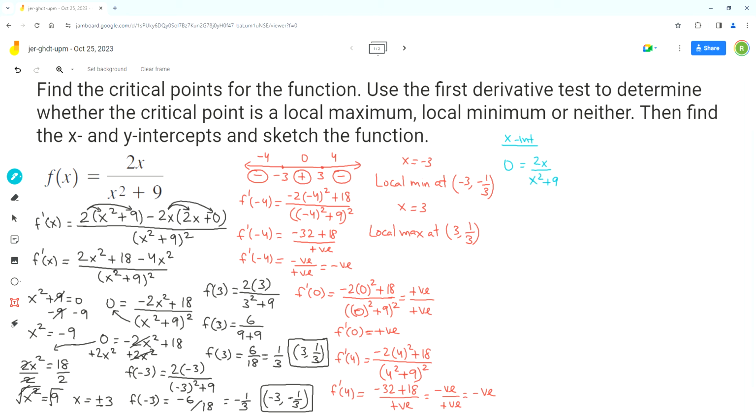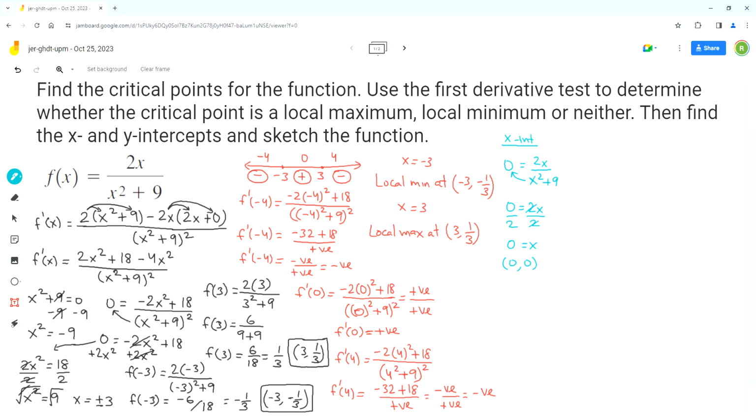So we can cross multiply the denominator. So 0 times x squared plus 9 will be equal to 0. So 0 equals 2x. And then we can divide both sides by 2. So the 2's on the right side will get cancelled out. So we get 0 equals x. So the x-intercept is 0, 0.